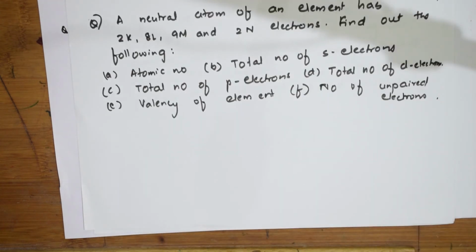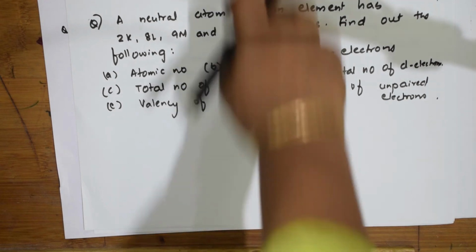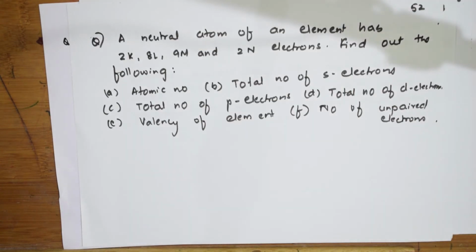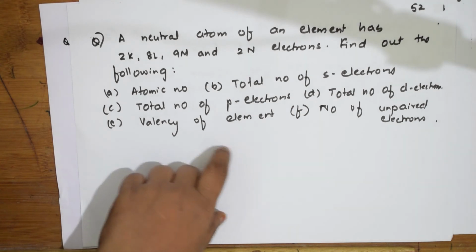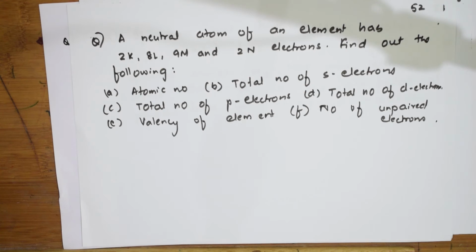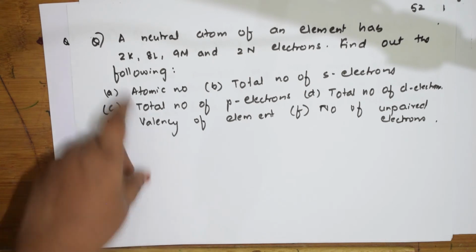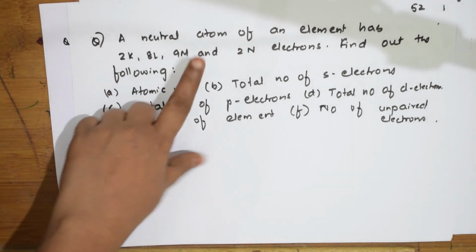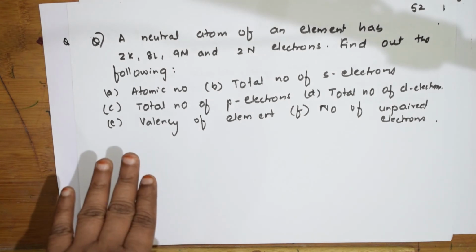They've given us a neutral atom of an element that has 2K, 8L, 9M and 2N electrons. And find out the following. I need to find the atomic number, total number of s electrons, total number of p electrons, total number of d electrons, valency of the element, and total number of unpaired electrons. So K, L, M, N, that is what is given.